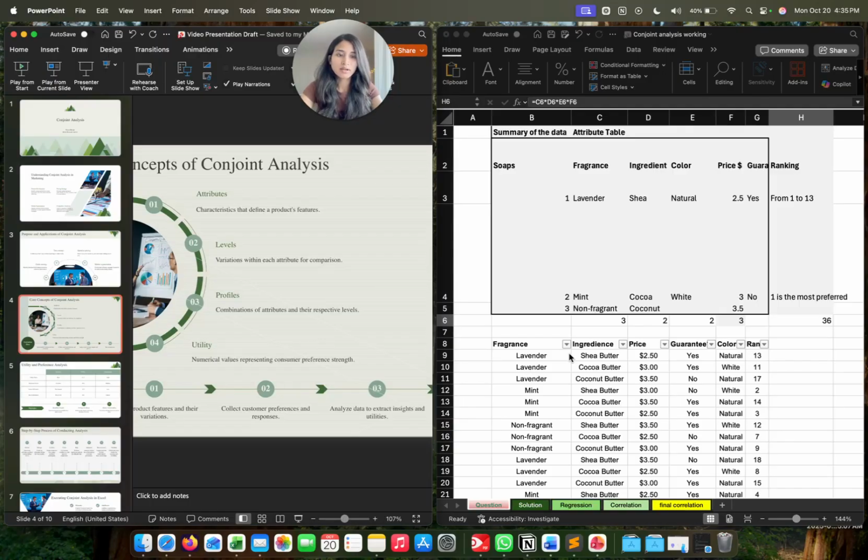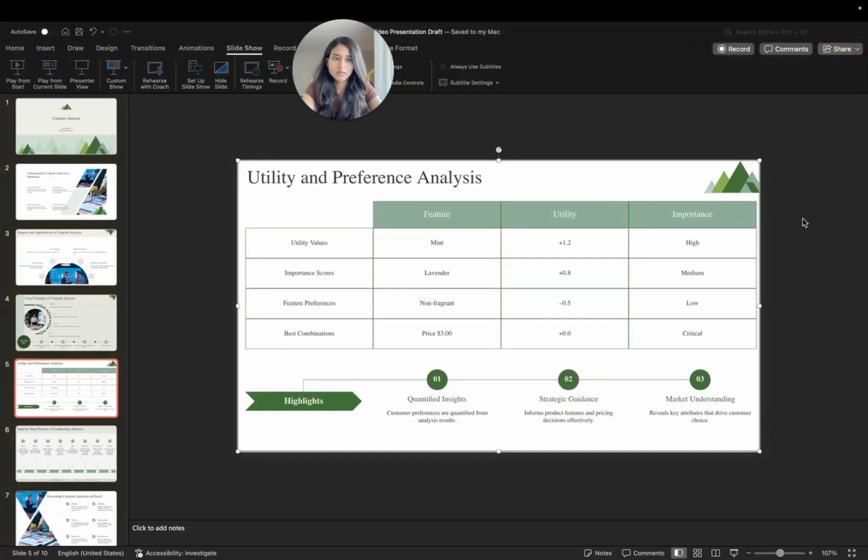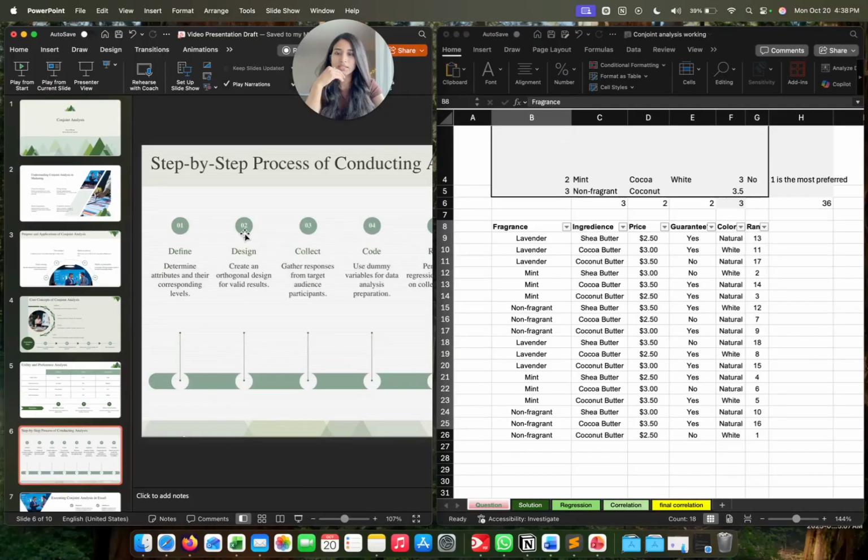Utility is a numerical value where each feature of a soap or a product is determined within a range, and the customers actually select and make their preference. That's how we know the strength of any ingredient or feature of a product. So this is the table that determines the utility and preference analysis, with the numerical values.